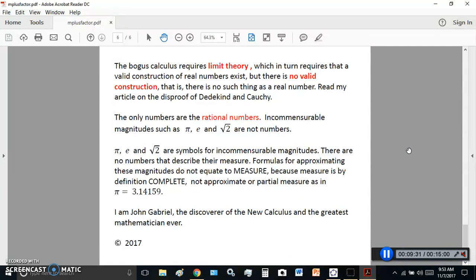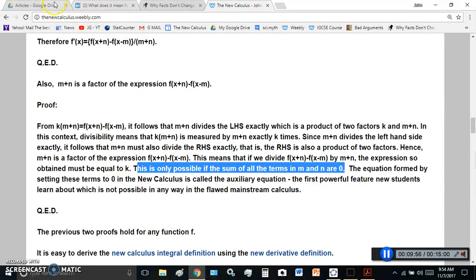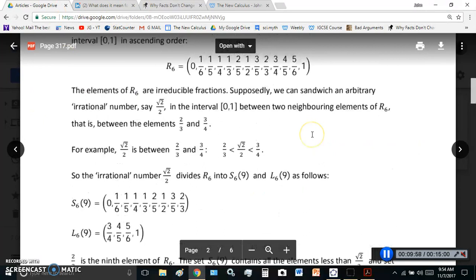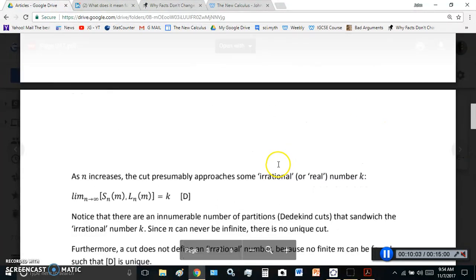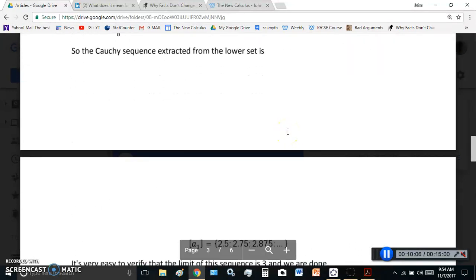Now, the bogus calculus requires limit theory, which in turn requires that a valid construction of real numbers exist. But there is no valid construction. I have disproved both the Dedekind cuts and Cauchy equivalence class of sequences, and I've done that in this particular article of mine, to which I'll provide a link as well. Okay, it's a brilliant, ingenious disproof of Dedekind cuts and Cauchy sequences.